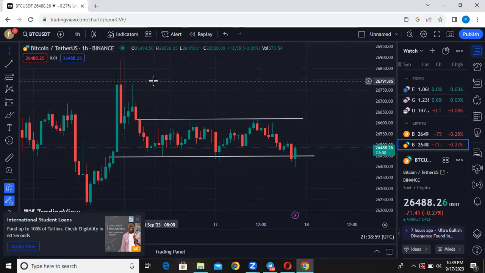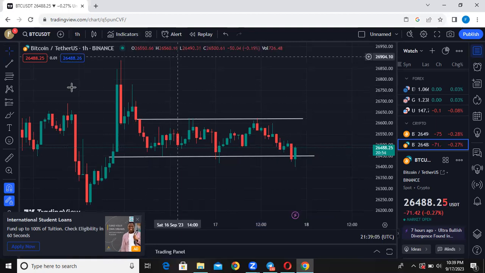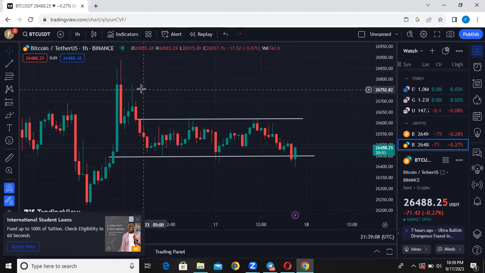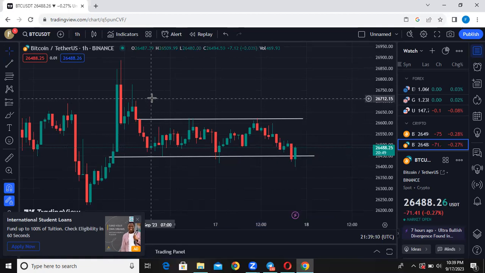Now, you can enter a trade on the smaller time frames. You use higher time frames to analyze the trades and then pick entries on the smaller time frames.